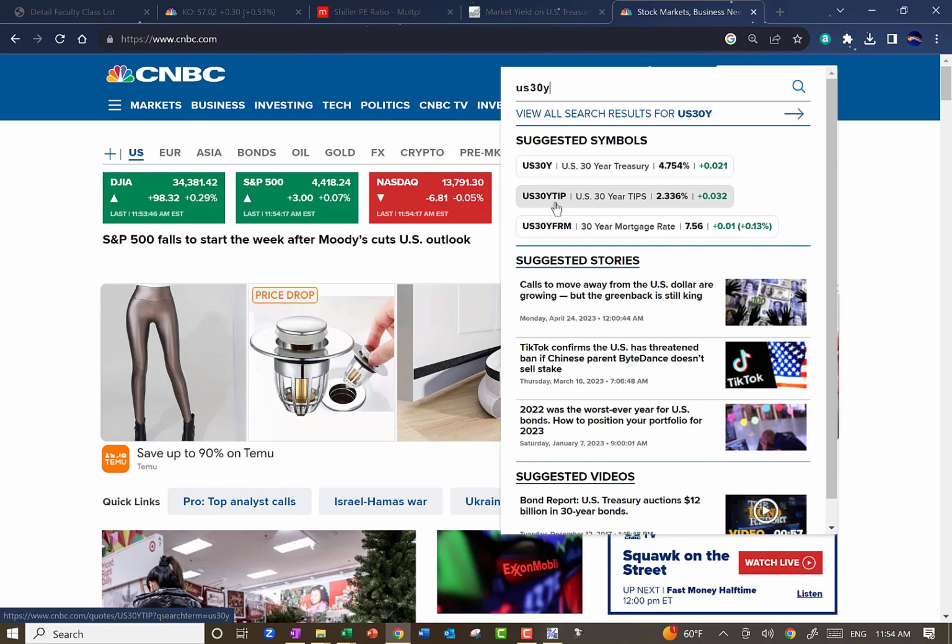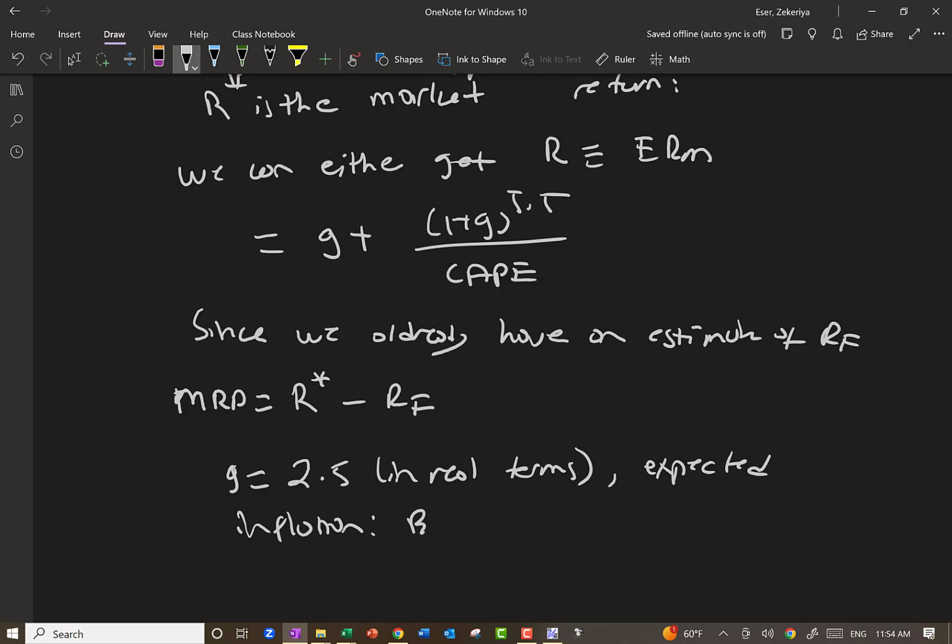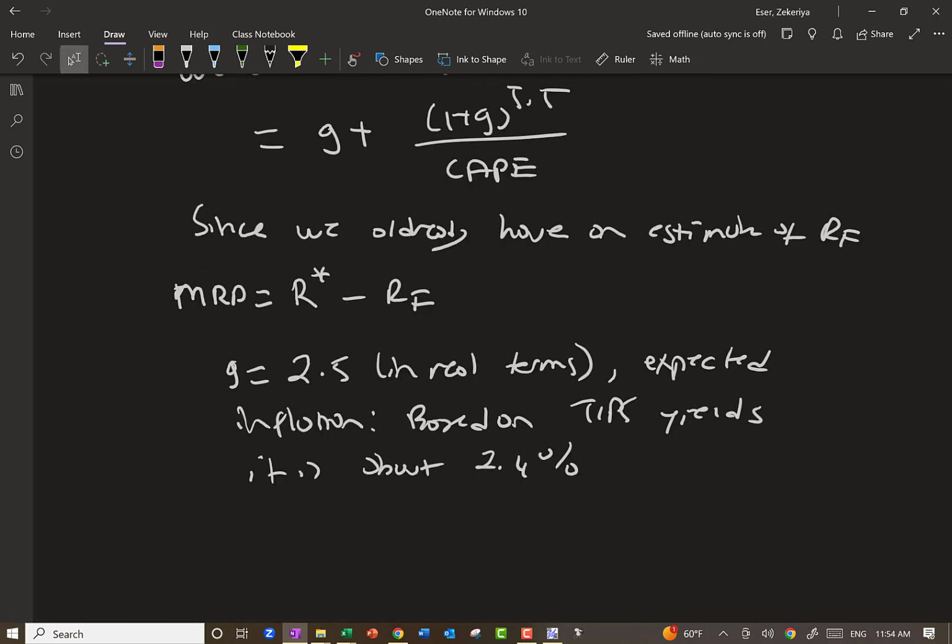That's the rate expected by the market. It doesn't necessarily mean that's going to be the case. Based on TIPS yields, it is about 2.4% as of now. But remember, the Fed has a long-term target of 2. Whether or not they'll be able to achieve that is a different issue. So our G is going to be about 4.9%.